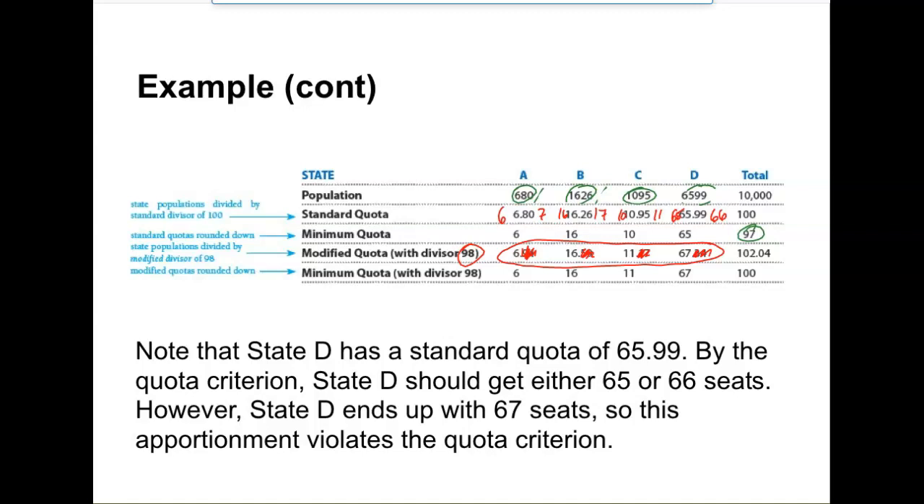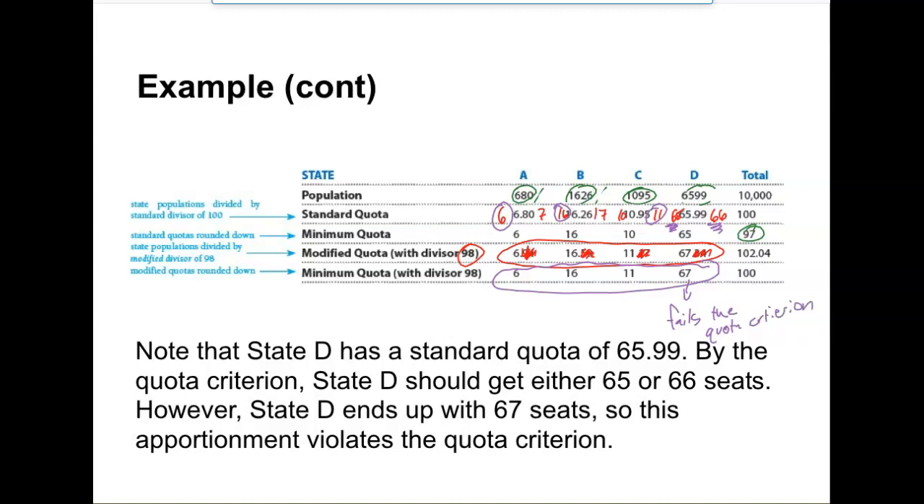And so what we want to do is compare the total outcomes to the quota criterion. Was the quota criterion satisfied here? Well, A got 6, yep. B got 16, yep. C got 11, yep. And then D got 67. D should have only gotten 65 or 66, so it fails the quota criterion. Make sense?